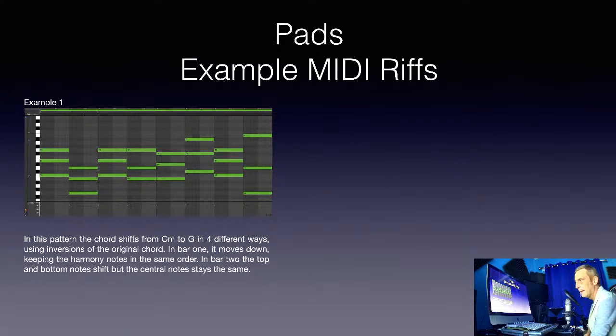In this pattern, the chord shifts from C minor to G in 4 different ways, using inversions of the original chord. So in bar 1 it moves down, keeping the harmony notes in the same order. In bar 2 the top and the bottom notes shift.